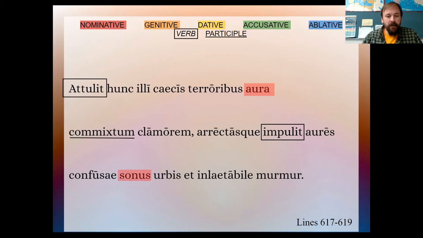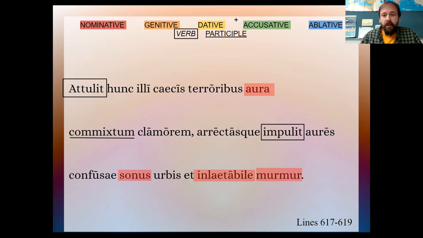Sonus, there's one though. Et inlaetabile murmur. Both of these actually. It's a neuter adjective describing a neuter noun. Murmur. Right. Murmur in English is very different from murmur in Latin. In your notes, it says a roar or a whooshing or it's a loud noise, which is funny because in English, a murmur is not a loud noise. Right. So those are our nominatives.